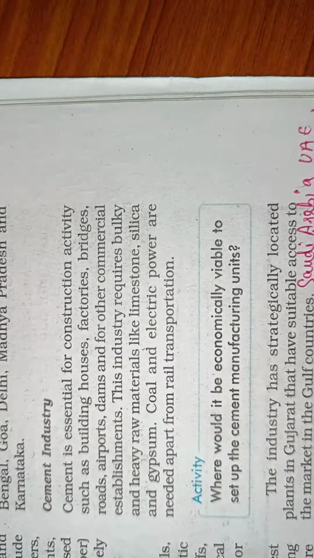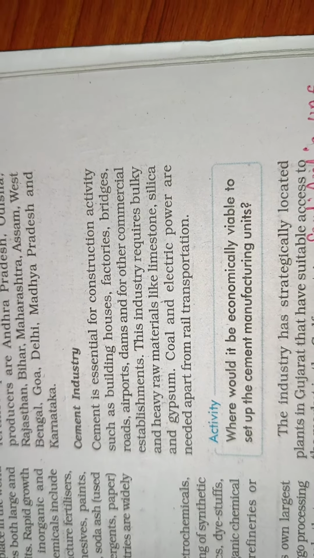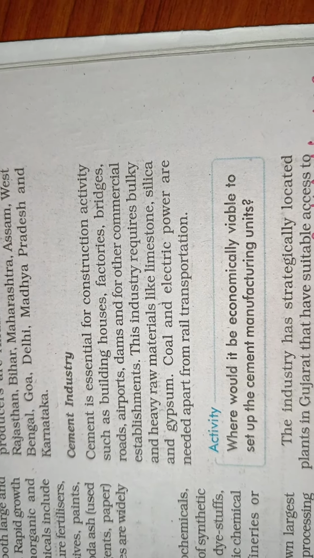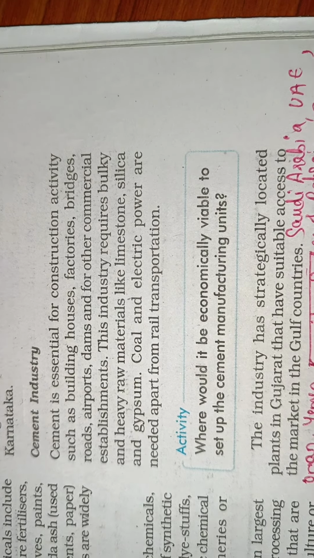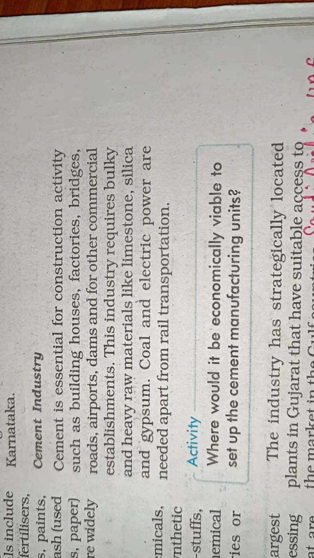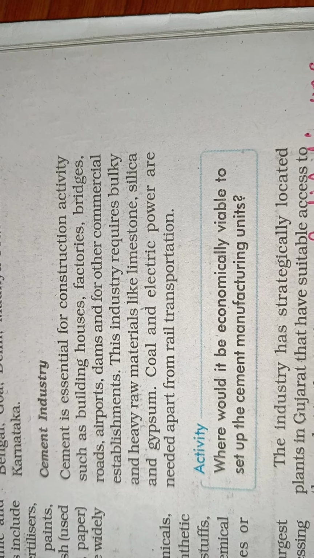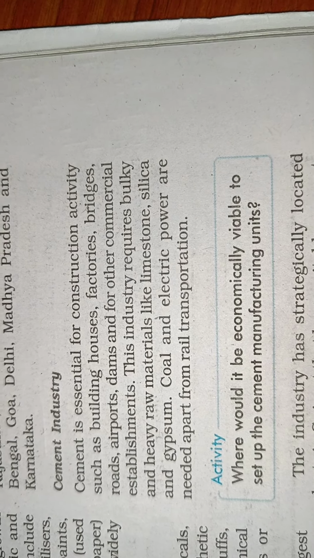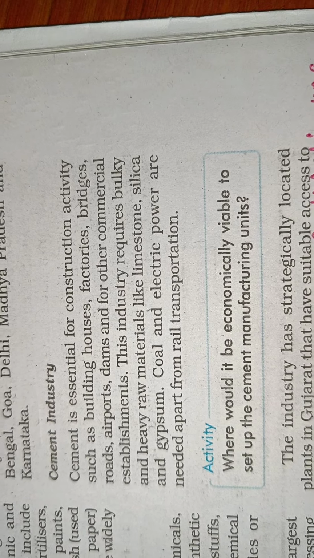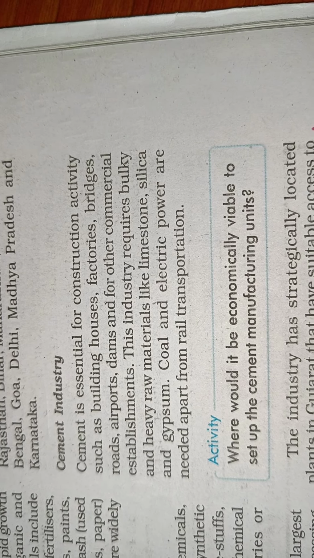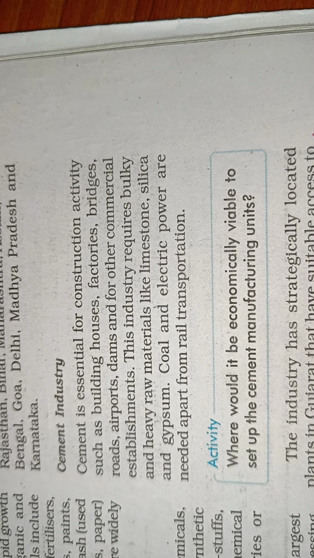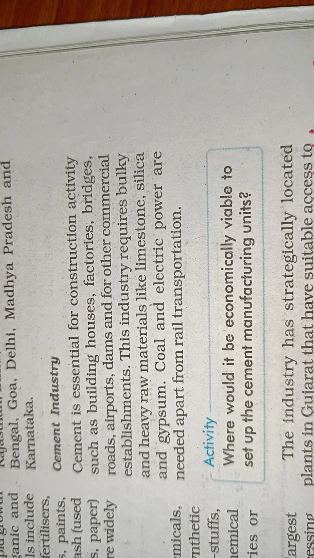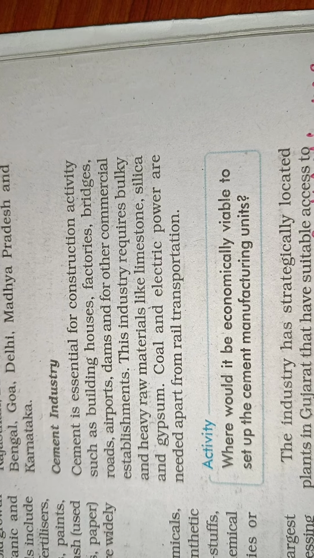Now cement industry. Every building, or every construction of any house, bridge, etc., truly depends on cement. So the cement industry is one of the leading and a developing industry. Construction activities such as building houses totally depend on cement, and this industry uses bulky and heavy raw materials like limestone, silica and gypsum.